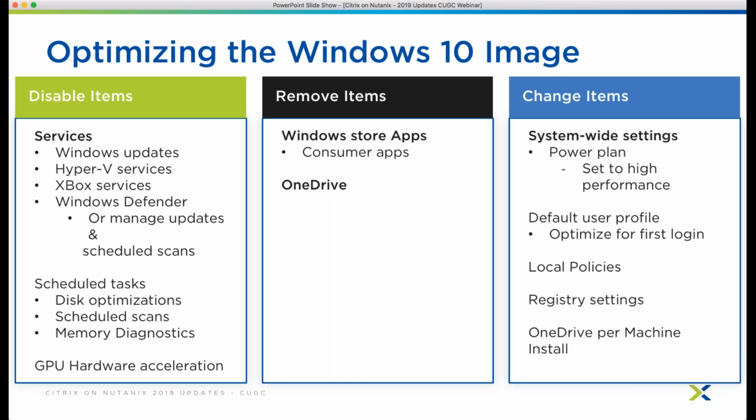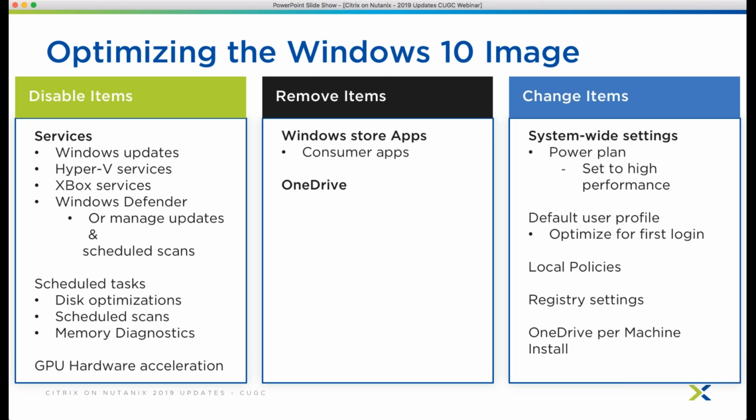This is not specific to Nutanix, but you want to optimize your image, whether it's Windows 10, Windows Server 2016, 2019, whatever. You want to make sure that you optimize your image, because that's like giving away free performance and free density if you're not doing that. So look at disabling items, turning off unused services, Windows updates, Windows Defender or any AV.